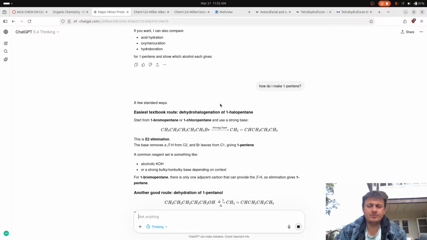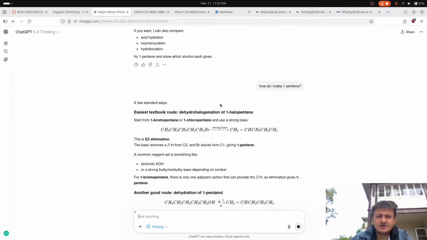Okay, so how do I make 1-pentene? The easiest textbook route is dehydrohalogenation. Okay, so we were just learning about hydrohalogenation. So now we're doing dehydro of 1-halopentane. Okay, interesting. Start from 1-bromopentane or 1-chloropentane.